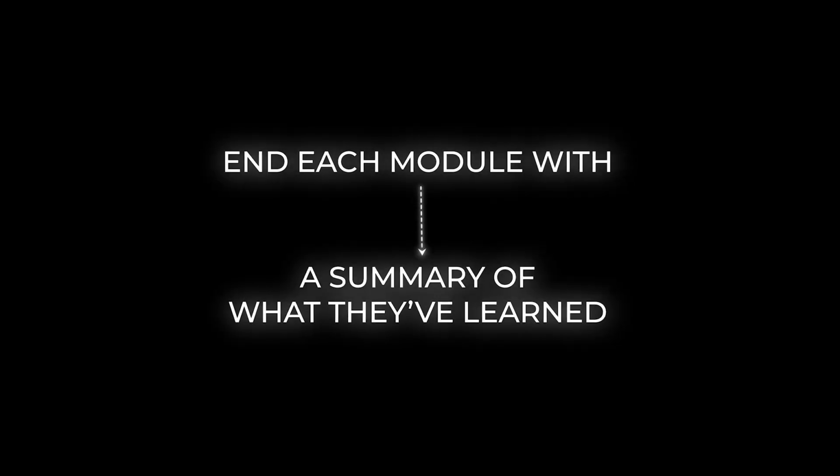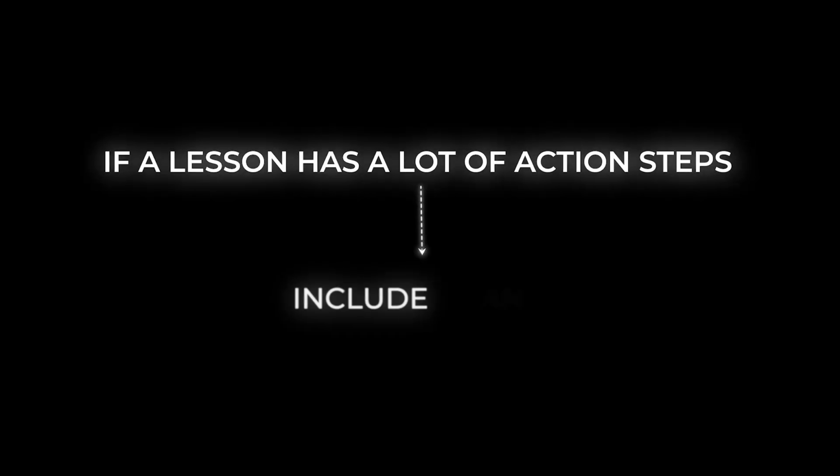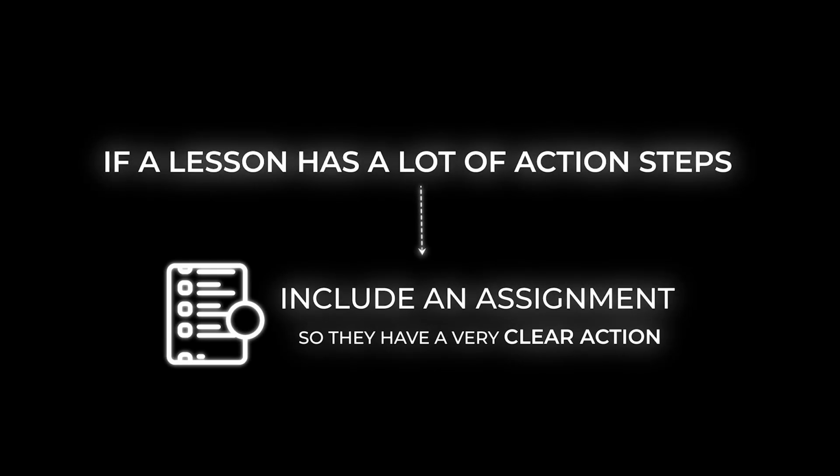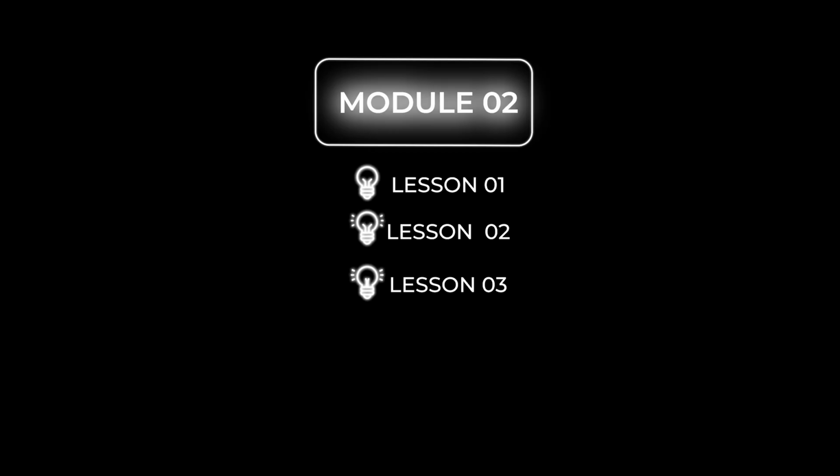Then it's important to end each module with a summary of what they've learned through all the lessons in that module. And remember, if a lesson has a lot of action steps in it, include an assignment for them to do so that they have a very clear action that they can take after they finish each lesson before moving on to the next. And at the very least, each module that has actionable steps throughout its lessons should have an assignment at the end of the module so that they're encouraged to go out and take action rather than just binge watching your course like they're watching Netflix or something.